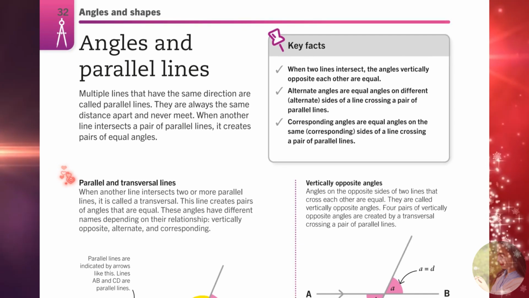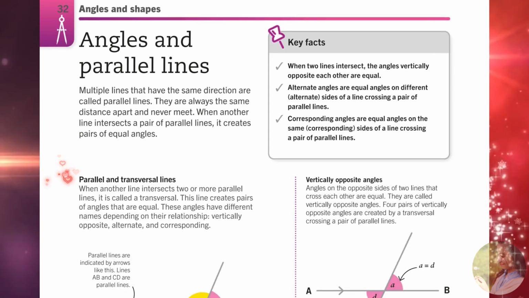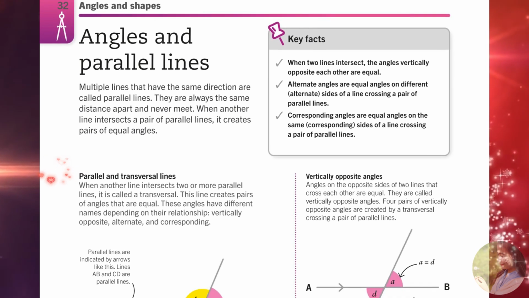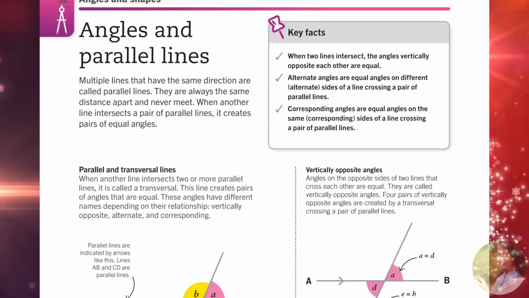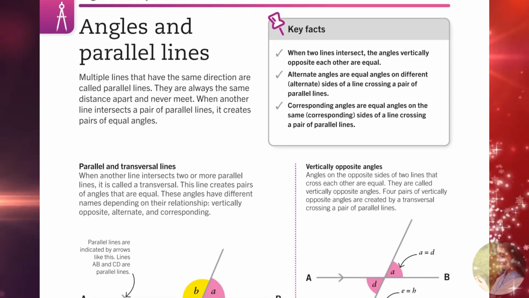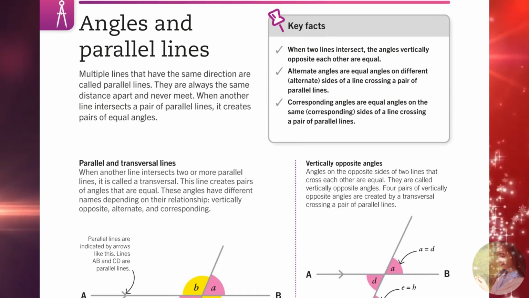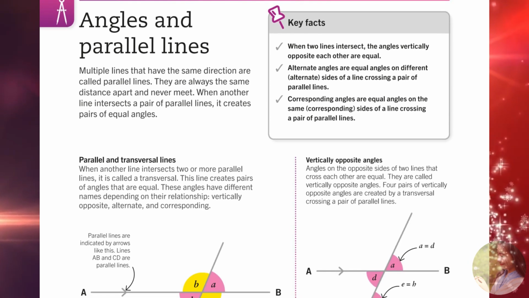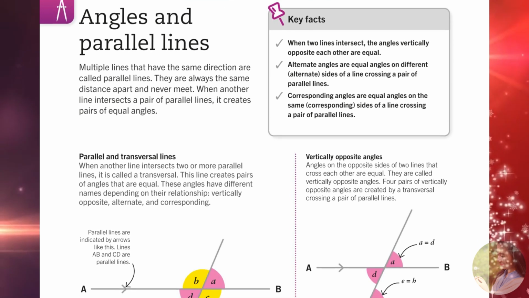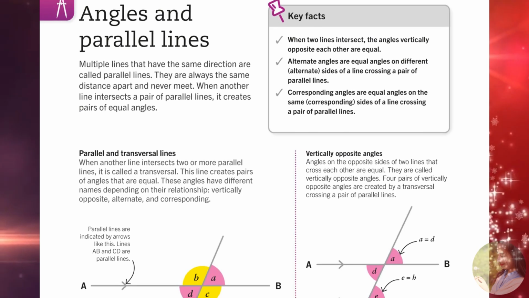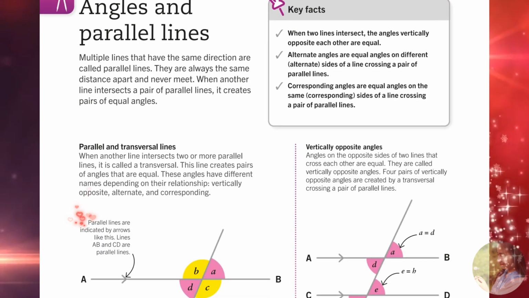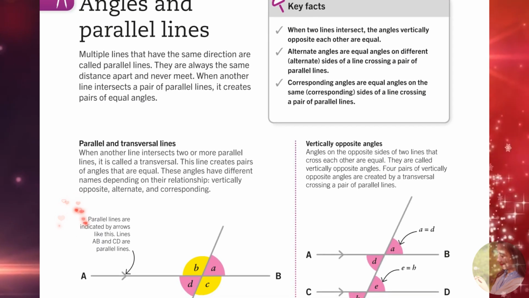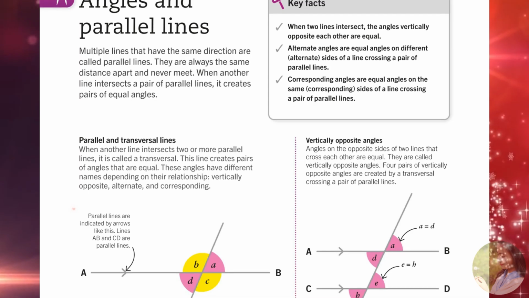Parallel and transversal lines. When another line intersects two or more parallel lines, it is called a transversal. This line creates pairs of angles that are equal. These angles have different names depending on their relationship: vertically opposite, alternate, and corresponding. Parallel lines are indicated by arrows like this. Lines AB and CD are parallel lines.